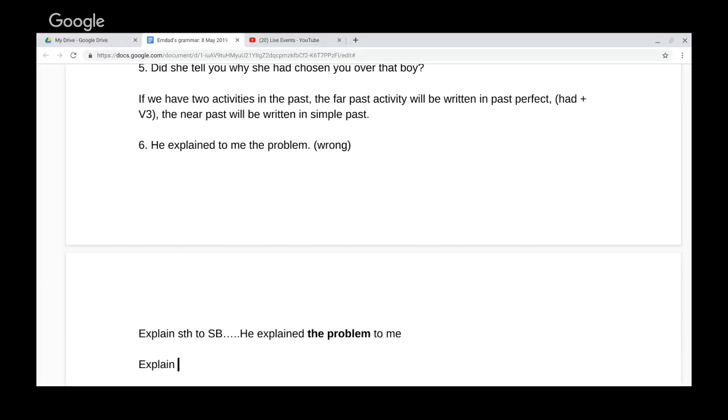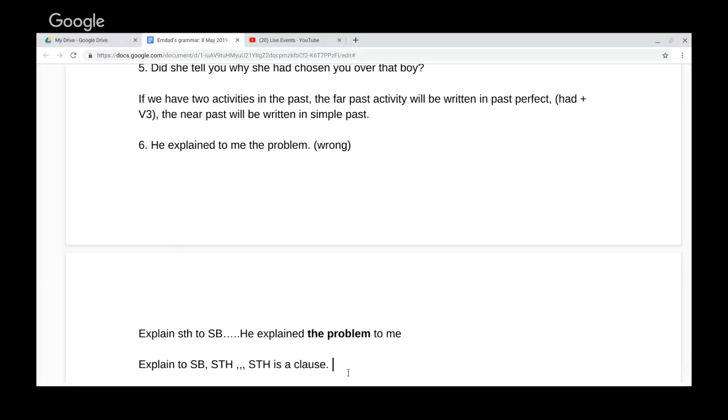But if you are saying something like this, why did you fail? Can you explain to me first? Why did you fail later? Is it clear? You see my point? So explain to somebody something, and this something is a clause. So a full clause. It's not just one word. Here, it was just one word.